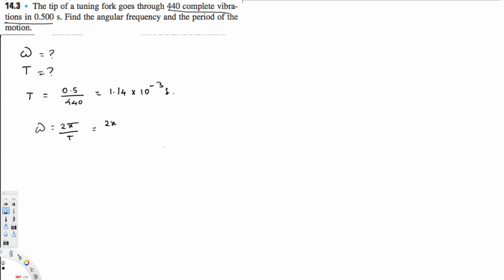So 2 pi divided by 1.14 times 10 to the power of minus 3 gives us 5.53 times 10 to the power of 3 radians per second. And that is the final answer for this question.